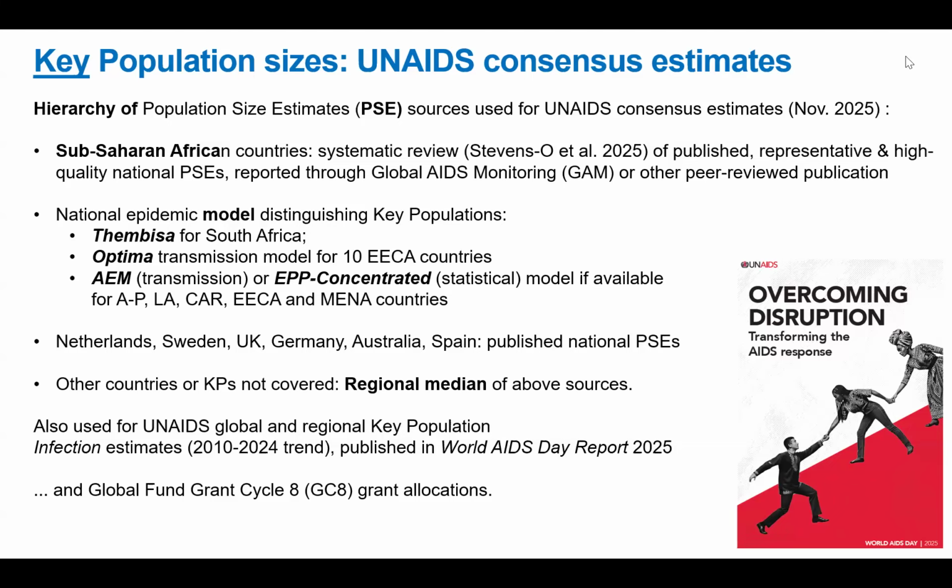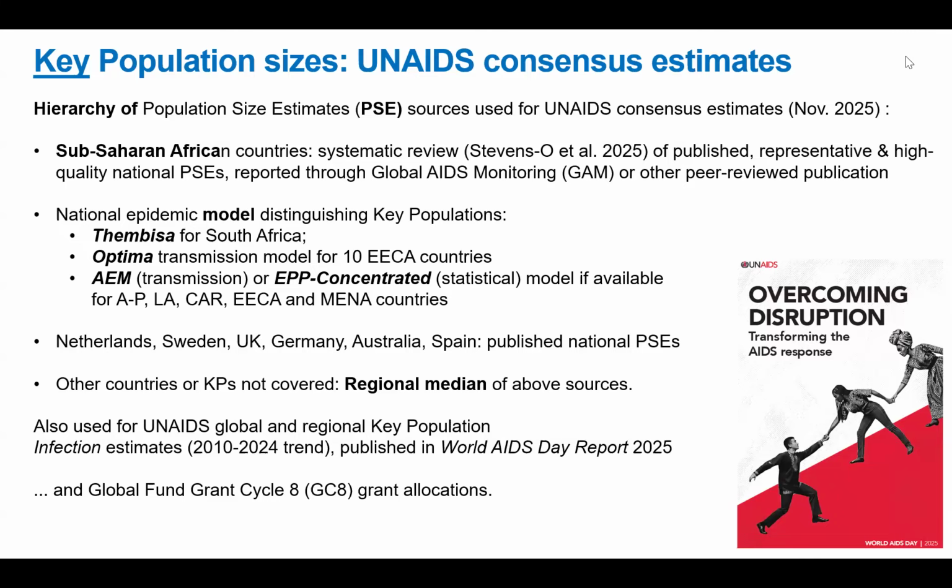This was the case notably for 10 countries in Eastern Europe and Central Asia, for which an Optima transmission model was available. In those cases, we took the estimate of the key population size from that transmission model. Also, there were a few countries that had an EPP concentrated model for their national latest HIV statistics, and those also distinguish key populations. In those cases, that model was used.